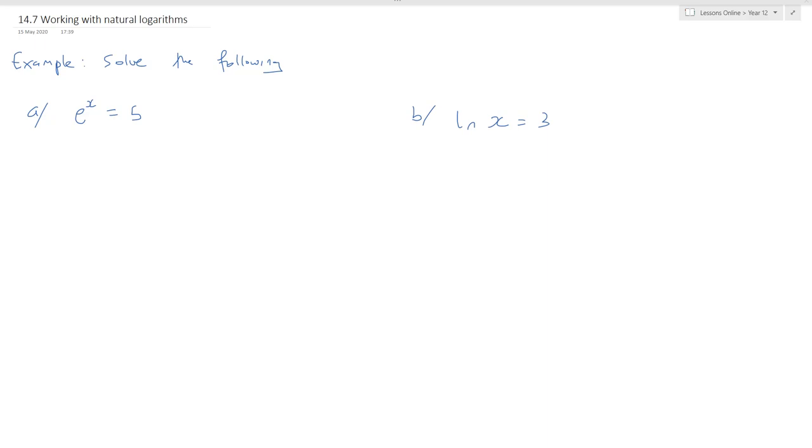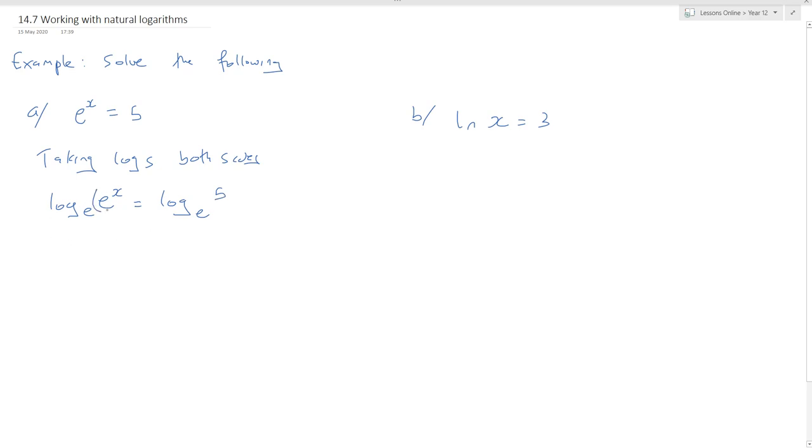So we've got our example. We're going to try and solve A and B. In the case of A, first thing to do is take logs both sides. So taking natural logs both sides, we have log to the base e of e to the power of x is equal to log to the base e of 5.